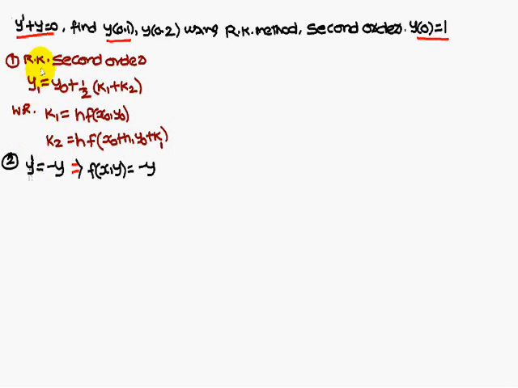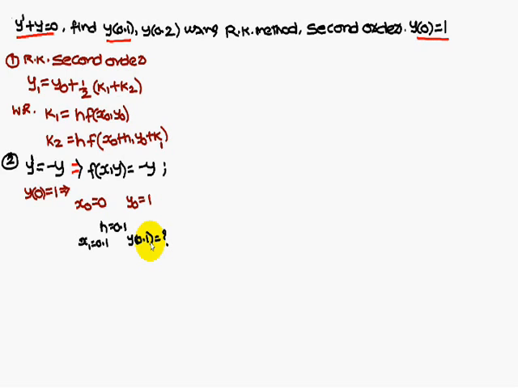Therefore y dash plus y is equal to 0 is given. That means y dash is equal to minus y, which implies f of (x, y) is equal to minus y. And given y of 0 is equal to 1, that means x0 is equal to 0 and y0 is equal to 1. We have to find first the value of y of 0.1, therefore h you have to consider as 0.1. Therefore x1 will become 0.1 and y of 0.1 is equal to how much?